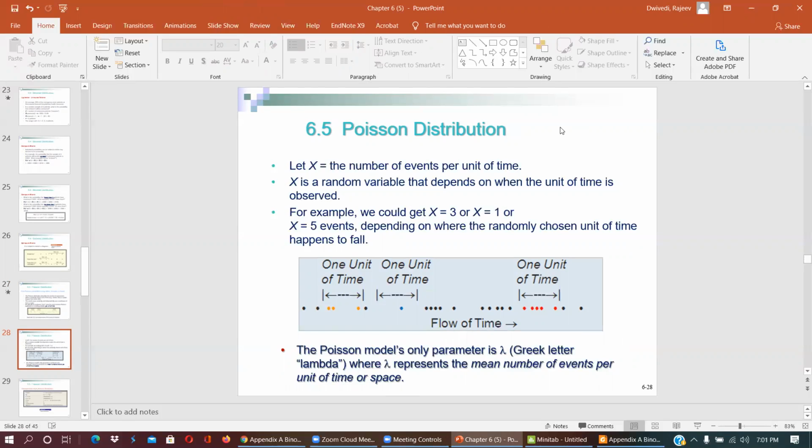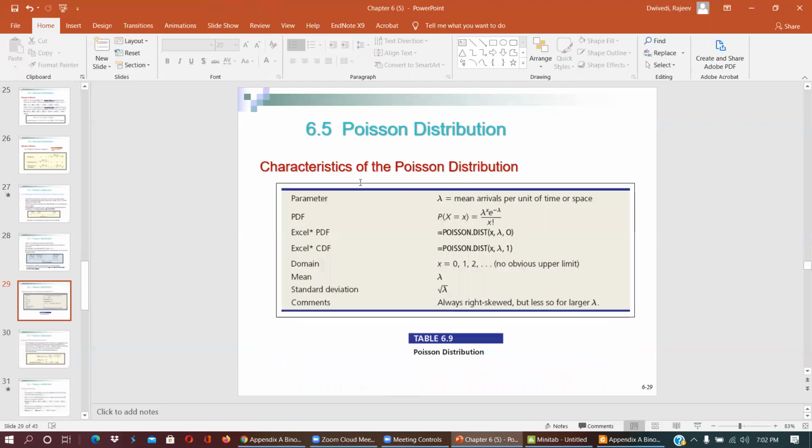On a police station 911 number, on average 20 calls are there in a spoken. So think about such kind of situation.